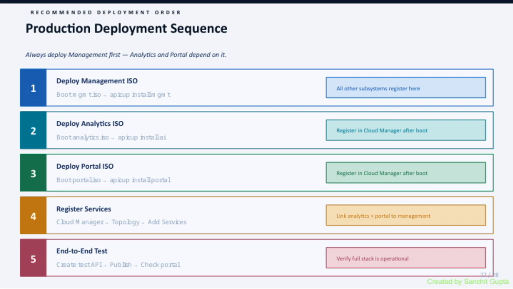Once all subsystems are registered, we link analytics and portal to management through the topology. Finally, we verify the full stack is operational by creating a test API, publishing it, and checking the portal with an end-to-end test. This order helps avoid issues and ensures a solid deployment.